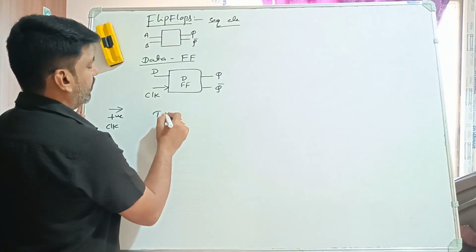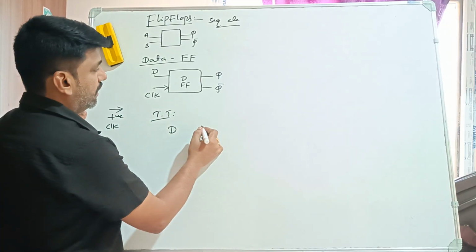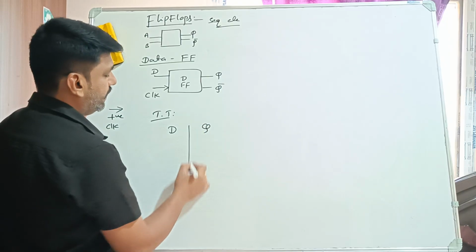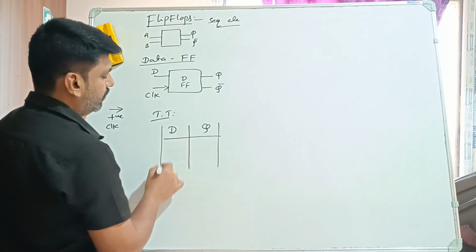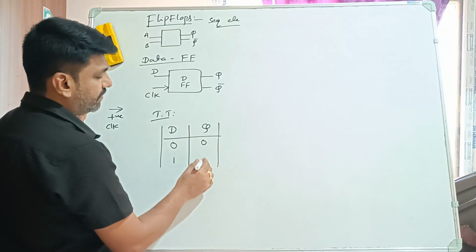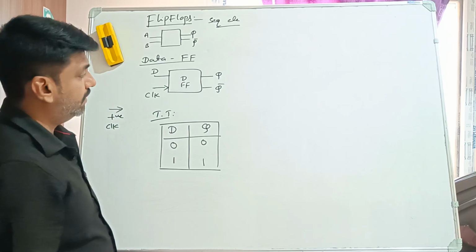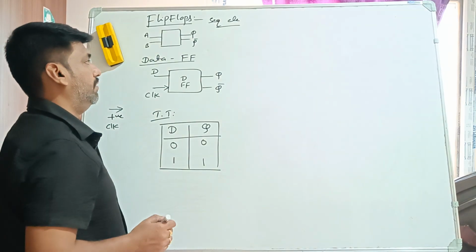Then we should write the truth table. How exactly is the truth table of the D flip-flop? D is the input, and here it is Q, right? It's a data flip-flop. If D is 0, you will get 0. If D is 1, you will get 1, right? So the Q output is going to be like this, right? So it is a data flip-flop.